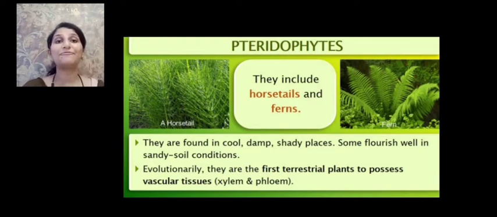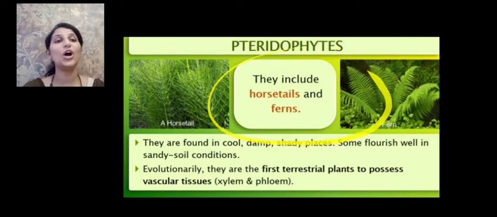Pteridophytes are the first terrestrial plants which have vascular tissue. Thallophyta did not have vascular tissue, neither did the bryophytes. So they are the first terrestrial plants. Terrestrial means the plants that grow on land. They have well developed vascular tissues. We know vascular tissues are complex tissues which are made up of xylem and phloem.